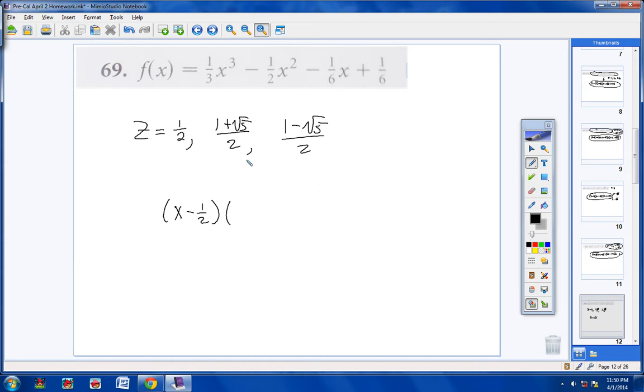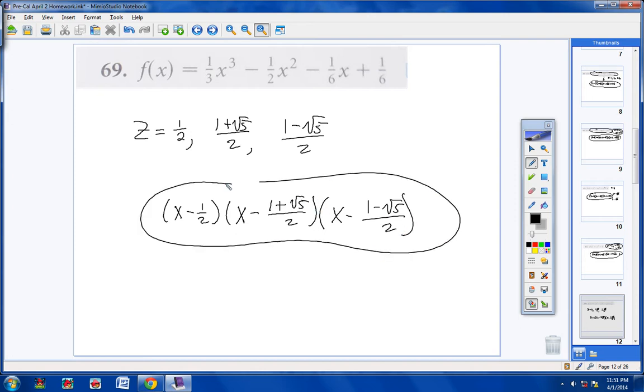Because we have a really big fraction here, if you start changing signs, it's going to be a mess. So I'm just going to put x minus the whole fraction, 1 plus square root of 5 all over 2. And then over here for this fraction, x minus the whole fraction, 1 minus square root of 5 over 2. And that's totally acceptable, okay? So we found your three zeros, and then we rewrote the original function with linear factors. So not too bad, okay? All right.